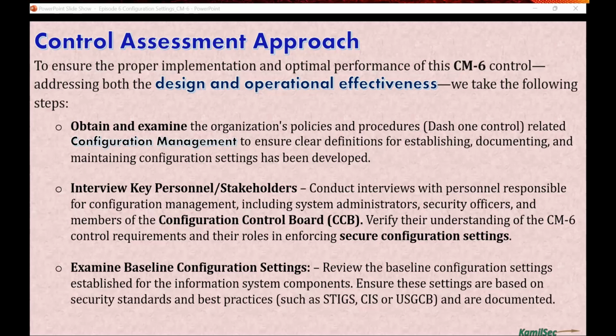Examine baseline configuration settings. Review the baseline configuration settings established for the information system component. Ensure these settings are based on security standards and best practices, such as the STIGs, the CIS benchmarks, and the USGCB, and are also documented.